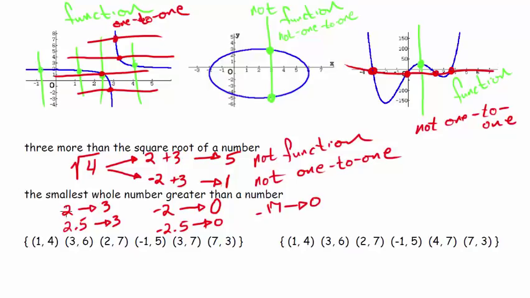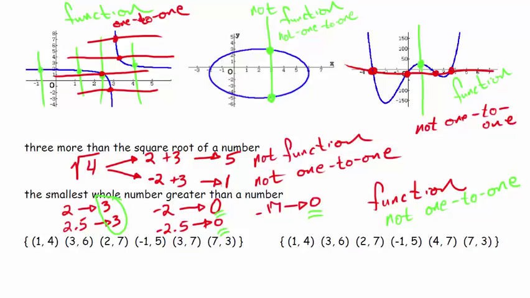Alright, so in each of these cases, for the input I had one output, so this is a function. Now, it is not 1-to-1, because do you see that if I say my output is 3, there were more than one number that can give me 3. If my output is 0, there are tons of values that could give me 0. So this is not 1-to-1.